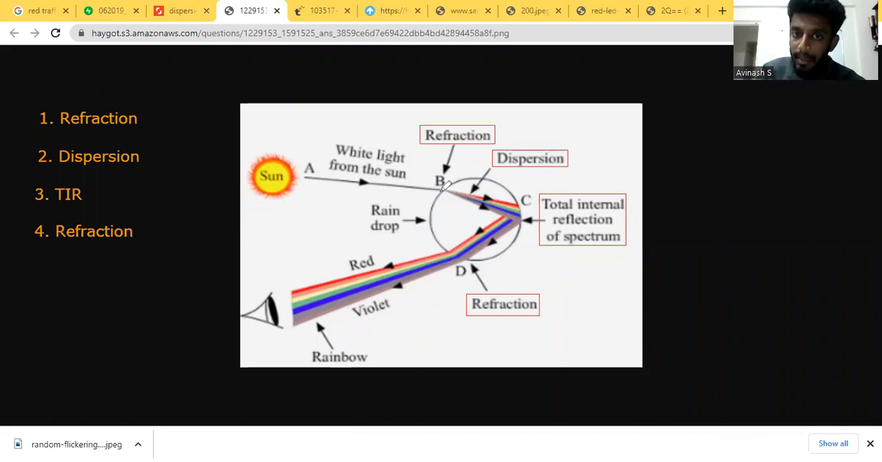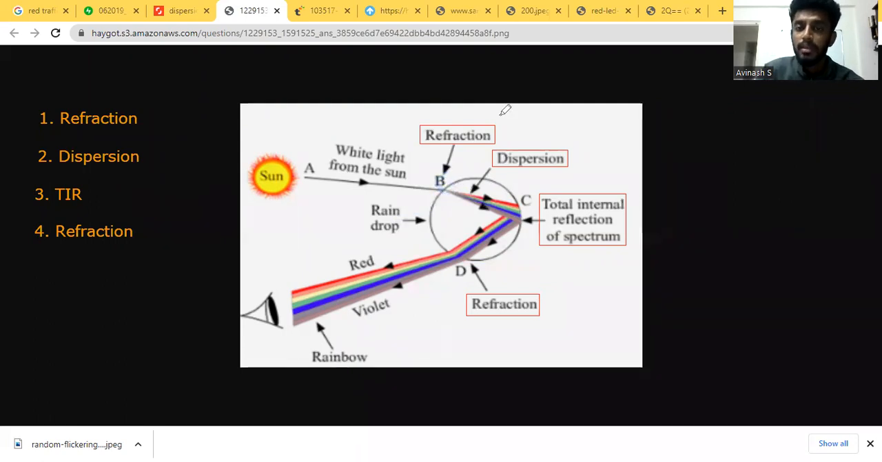Now when there is a change in medium, it will tend to bend towards the normal, and that is because air is a rarer medium, it is lighter, thinner, and water is a thicker and denser medium. So it will bend towards the normal. You can see it is bending towards. And what I mean by normal is the perpendicular to the surface of this drop.